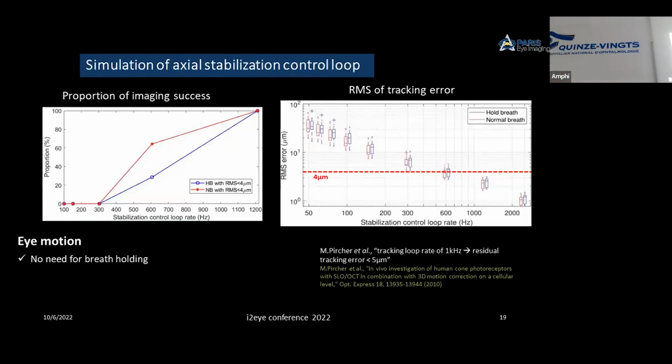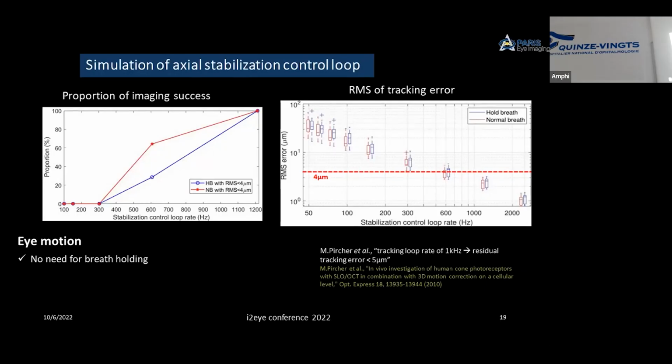And then after the characterization of the axis motion, we want to think about how to have a better design of the axial tracking loop rate. So here I simulate the axial tracking in a scheme of a 2-frame delay. And on the left, I plot the imaging success rate at different control loop rates. And here the proportion means the proportion of the data that we can have within the coherence gate, so we can have the tomographic signal from the imaging layer. And on the right, I show the distribution of the RMS tracking error among 14 subjects.